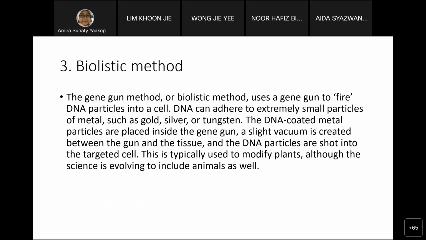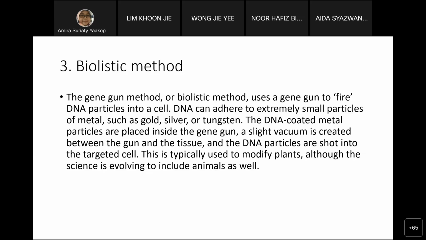DNA can adhere to extremely small particles of metal such as gold, silver, and tungsten due to its polarity charges. Alright, you know that DNA has charges. Sometimes it can be more positive or more negative. Alright, so based on those charges that they have, we can use a biolistic method to transfer the DNA. Alright, the DNA coated metal particles are placed inside the gene gun. A slight vacuum is created between the gun and the tissue, and then DNA particles are shot into the targeted cell. This is typically used to modify plants, although the science has evolved to include animals as well.